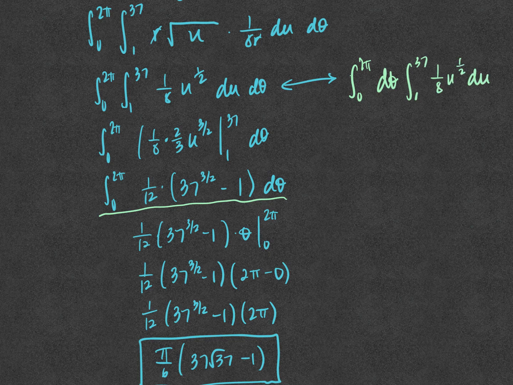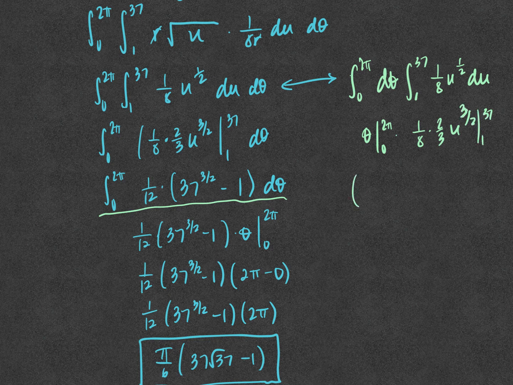We can multiply the integrals because there are no multiple variables in them, so we can find the two integrals separately and multiply them at the end rather than integrating along the way. I'm not a big fan, but this would be 0 to 2 pi, and this would be 1/8 times 2/3 u to the 3/2 from 1 to 37.